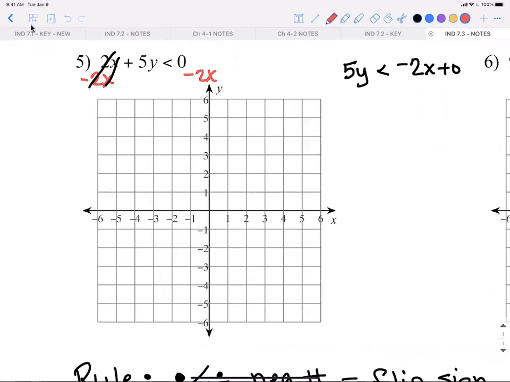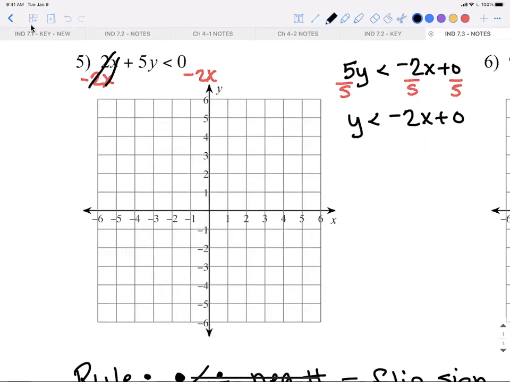We still need to get it in slope intercept. So we're going to divide by 5, and divide by 5. And that gets me y is less than negative 2x plus 0, because 0 divided by 5 is 0. Now notice my sign didn't change because I divided by a positive 5. Okay, so my sign didn't change.